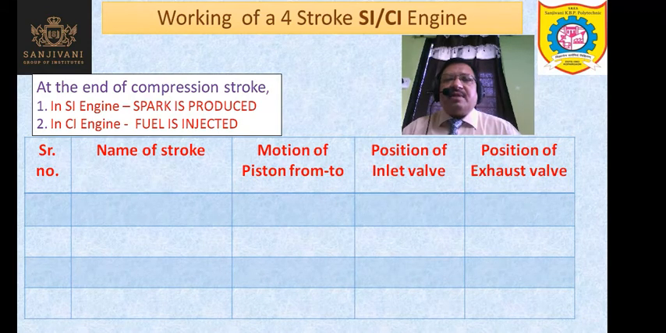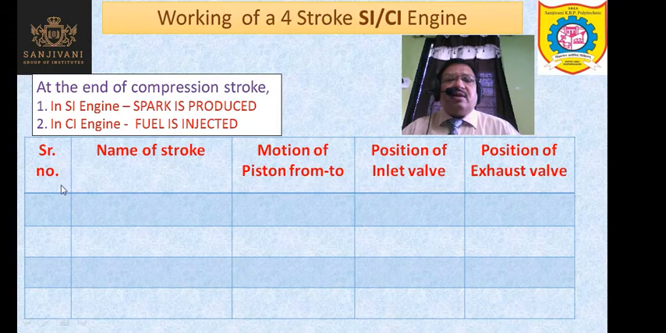There is a small difference, but there is a lot of similarity in the working of the 4-stroke SI engine as well as CI engine. So we know that there are 4 strokes. First of all, suction stroke, then compression stroke, expansion stroke or power stroke, and finally the exhaust stroke. So look at this table.